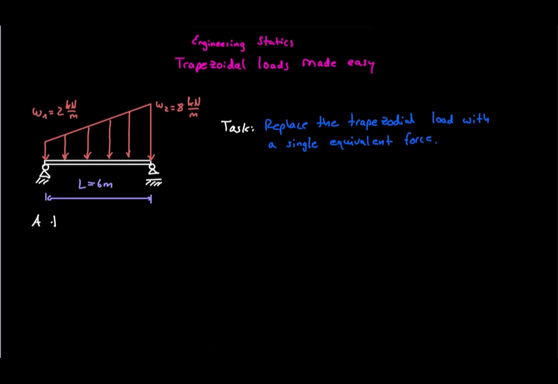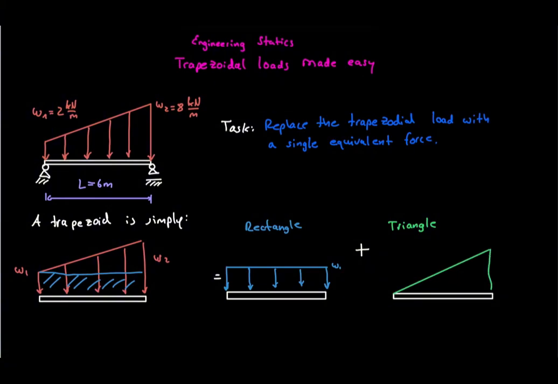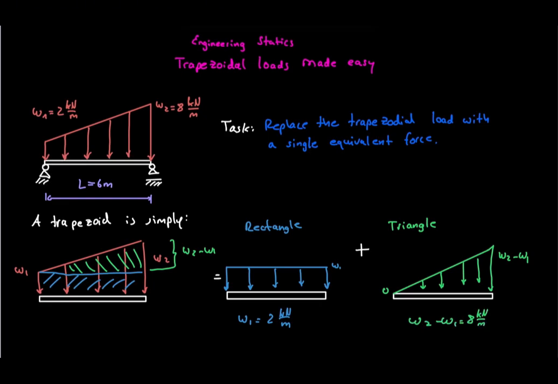The first step is decomposition. We split the trapezoid into a rectangle and a triangle. The rectangle has an intensity of 2 kilonewtons per meter over the entire length. The remaining triangular part has a height equal to 8 minus 2, which is 6 kilonewtons per meter.